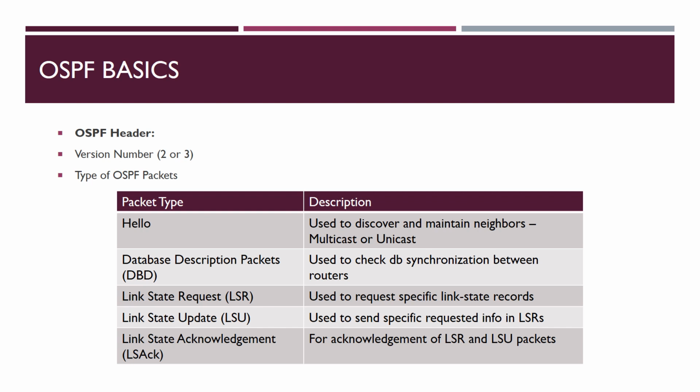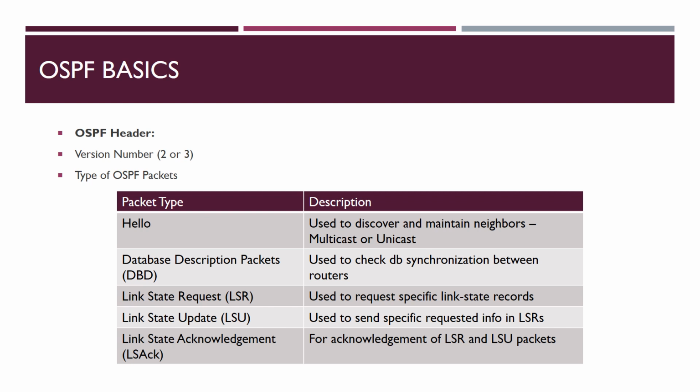An OSPF packet can be a hello packet. Hello packets are used to discover and maintain neighbors. Once you configure OSPF on a router, it starts sending hello packets to discover other neighbors. Hello packets are multicasted or unicasted. They are multicasted in the case of physical networks that support multicast or broadcast, like Ethernet, and they are unicasted where the physical network does not support sending of multicast packets, like frame relay networks.